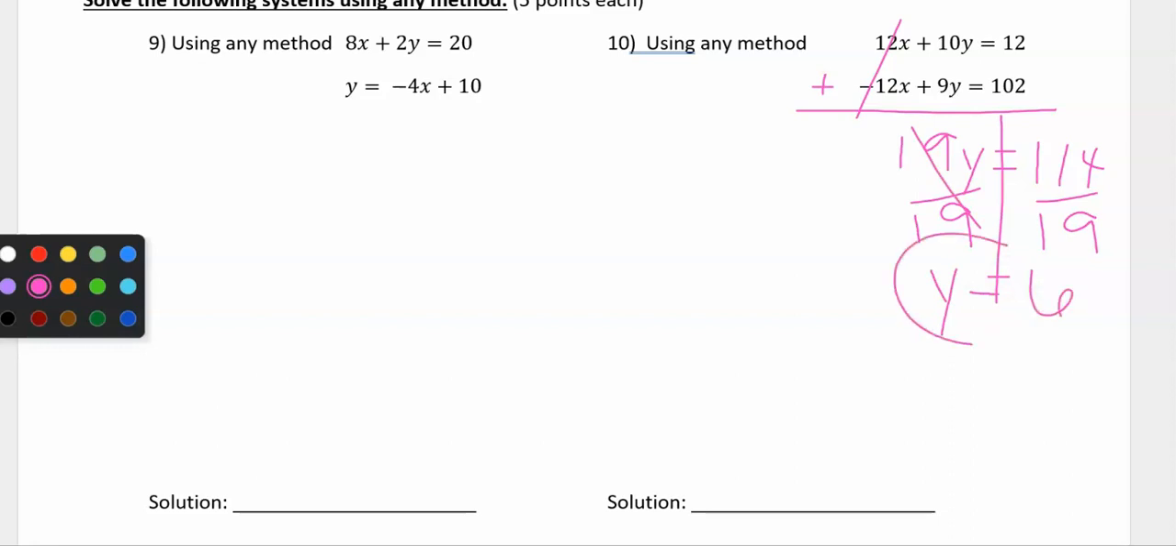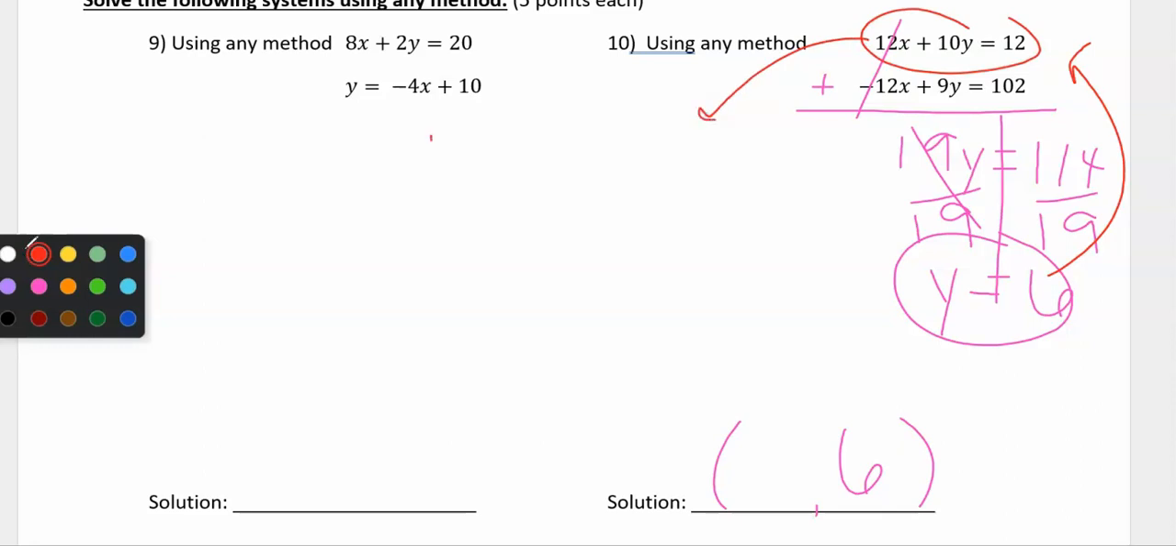Okay, so that worked out nicely. I have the y value is 6. So now I just need to bring that back up to the top and plug it into one of those equations to find x. I'm going to use the top equation. I just feel like 102, I would like to avoid that if I can. So I'm going to go for this equation.